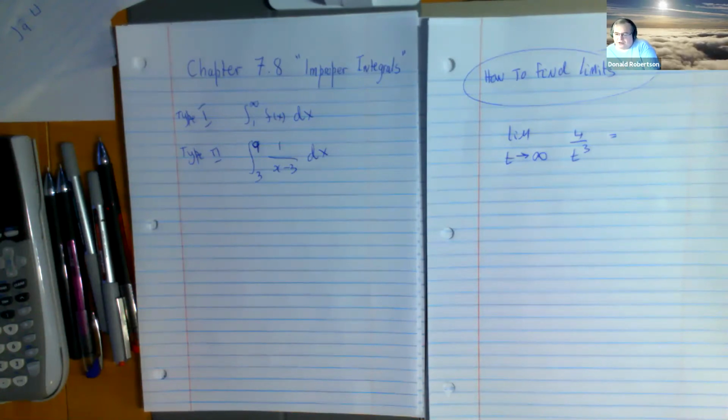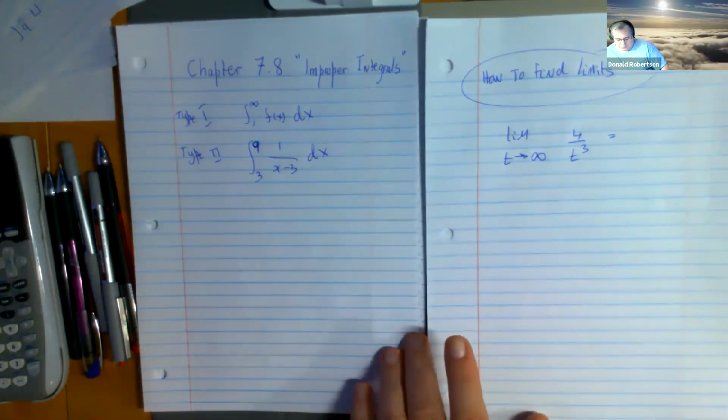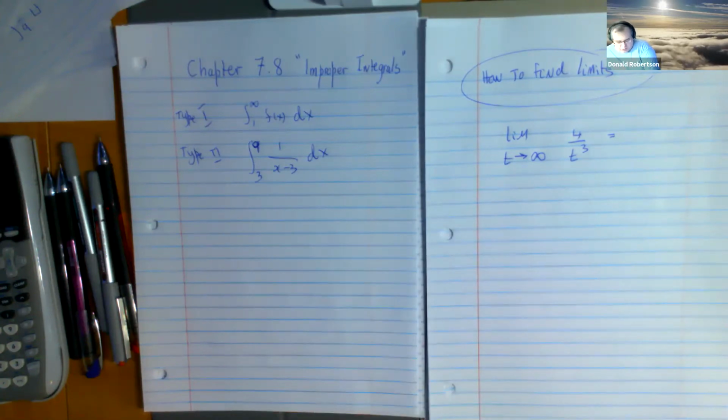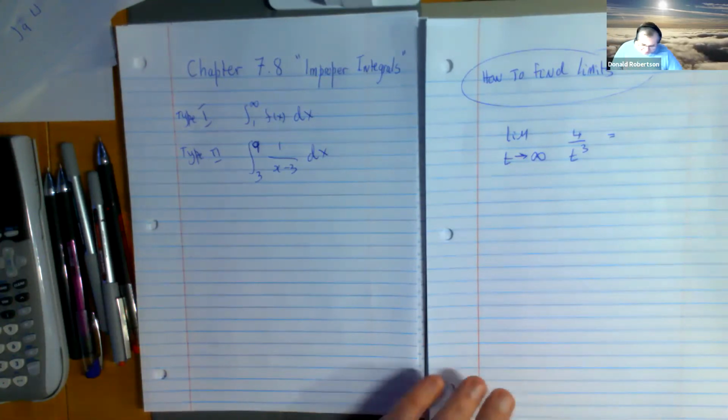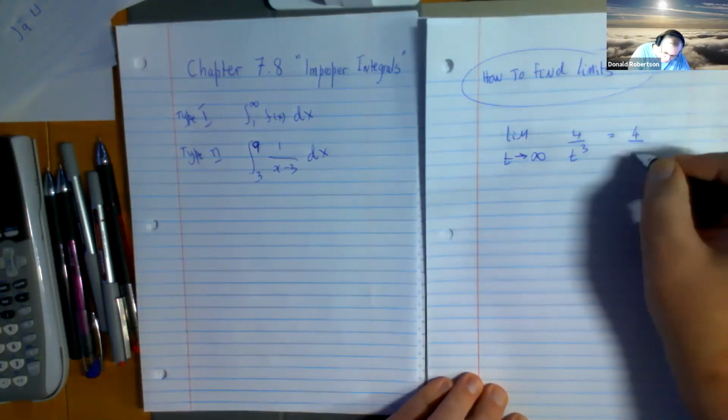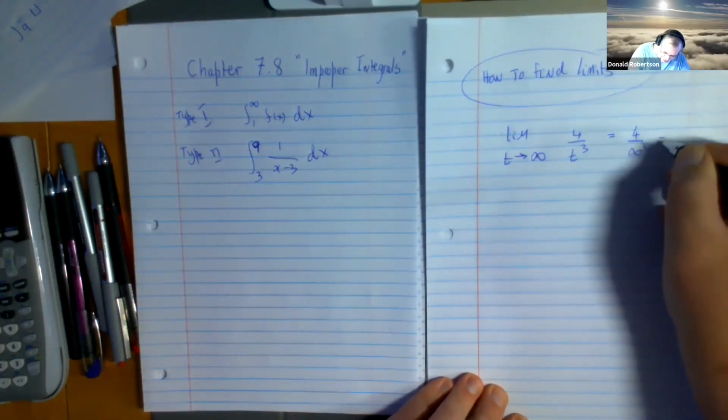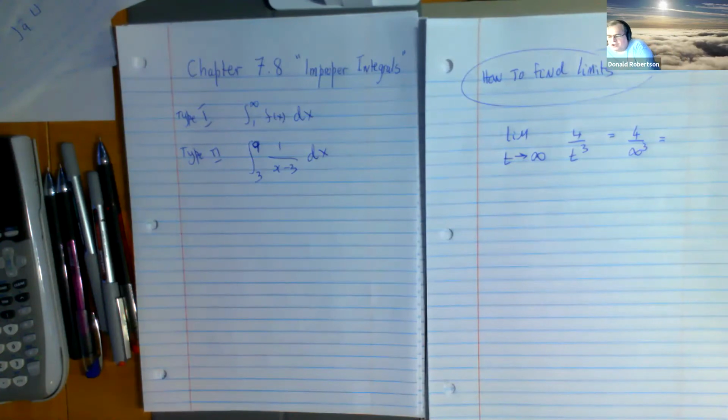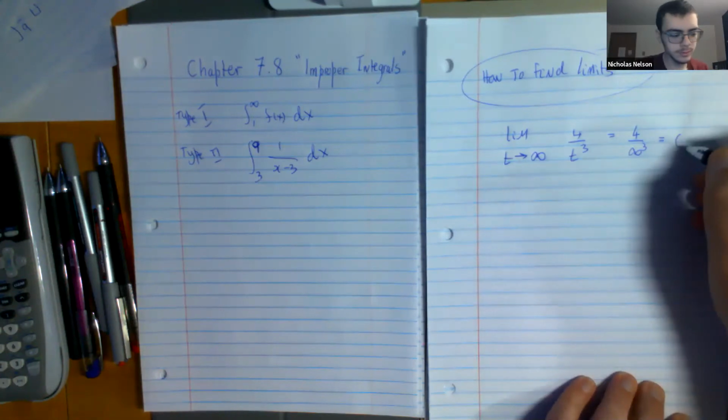We can get some limits at infinity, like this limit, for instance, by what I call the brute force method. Essentially, you use infinity like it was a number. And wouldn't this be 4 over infinity cubed? And what does 4 over infinity cubed look like? It's a physical number. What is 4 over infinity cubed? 0.